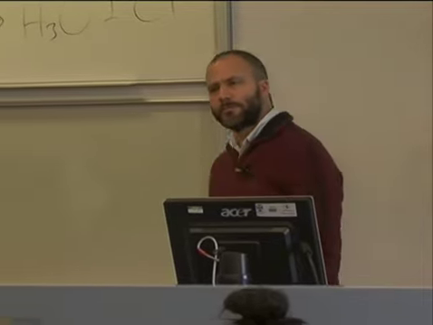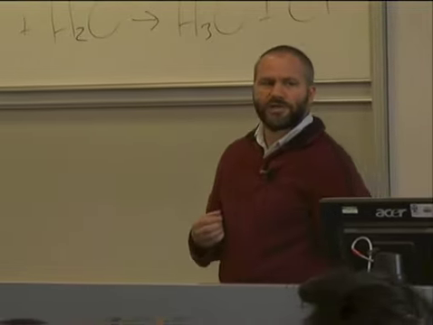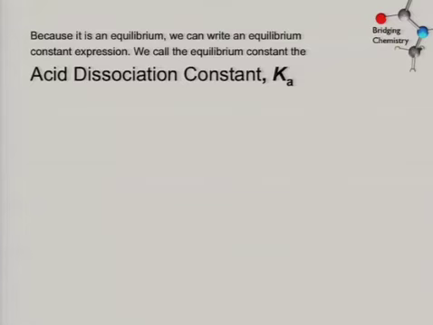Because it's an equilibrium, we can write an equilibrium constant expression. And we do this using all the rules that we learnt for writing equilibrium constant expressions last week. For the equilibrium that you get with a weak acid reacting with water to make hydronium ions, we write what's called the acid dissociation constant.